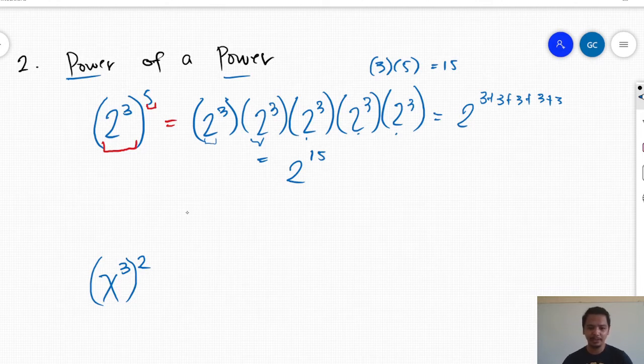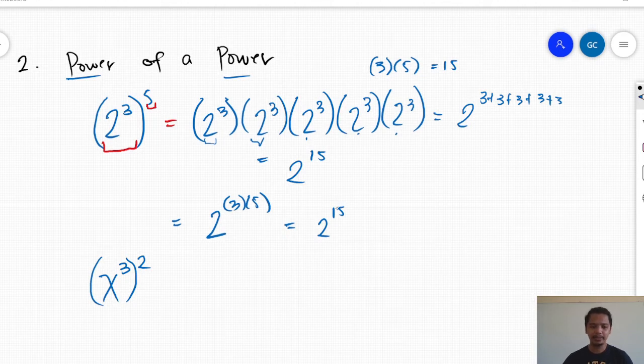So, ano ang pwedeng maging shortcut dyan? Since yung power ay na-raise mo sa power, ang mangyayari lang dyan ay we have there 2 raised to 3. Yung 3, i-multiply mo lang dun sa 5. Hindi natin babaguhin yung base. Okay? So, we have there 2 raised to 15.